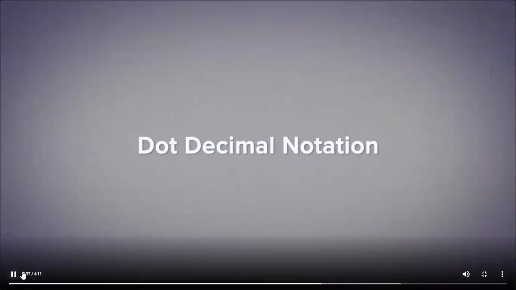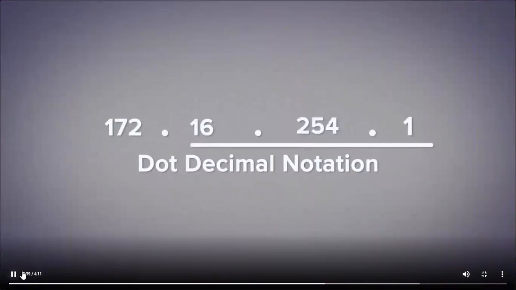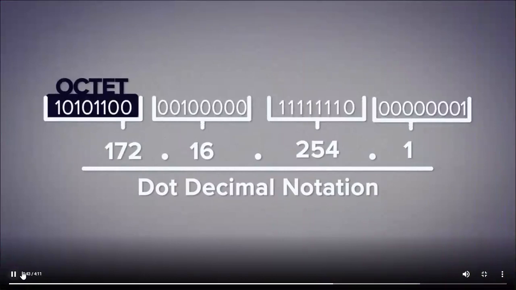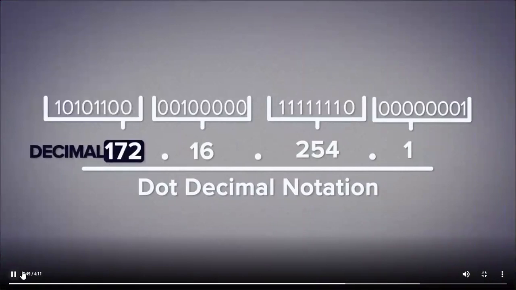A common abstraction used to express an IPv4 address is the dot decimal notation. An IP address has 4 bytes. Each byte, or 8 bits of binary, is called an octet. Each octet in the IP address is converted to decimal. The 4 decimal numbers are separated by a period, referred to as a dot. Dot decimal notation is much easier for humans to deal with than binary.